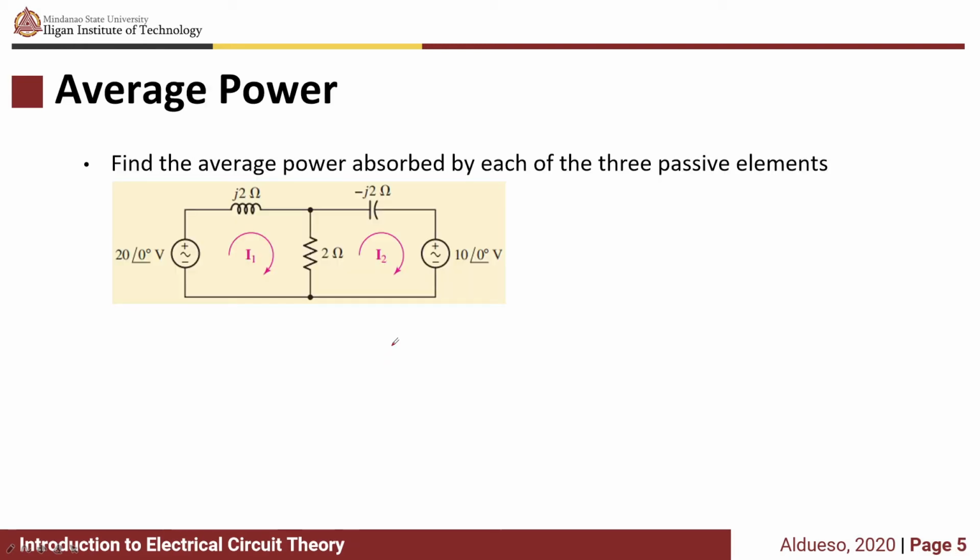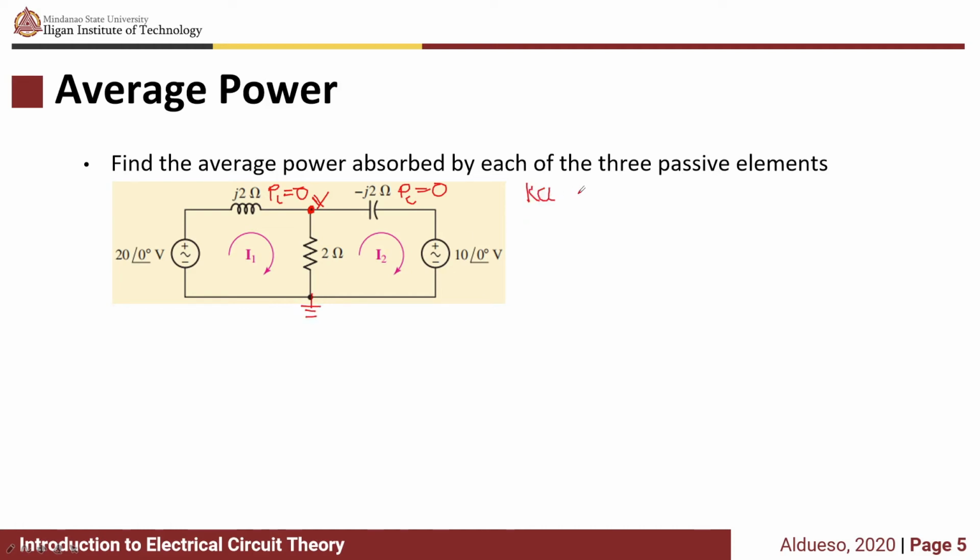Now for example, find the average power absorbed by each of the 3 passive elements. We all know that a purely reactive element does not absorb average power. So the average power for the inductor is just 0, and the average power for the capacitor is 0. And using nodal analysis to solve for the power of the resistor, denote this as V, our reference.